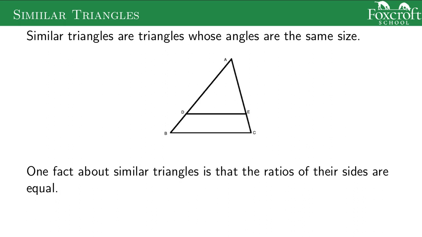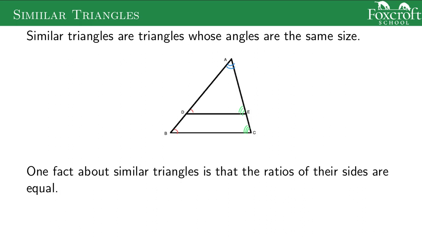We have similar triangles. Similar triangles are triangles whose angles are the same size. In this triangle, these two angles are the same. They both share that angle up there, and these two angles are the same. So these are similar triangles. We're not going to get into an entire geometry discussion, but the important thing about similar triangles is that the ratio of their sides are the same.